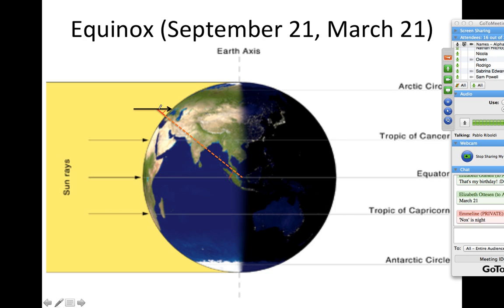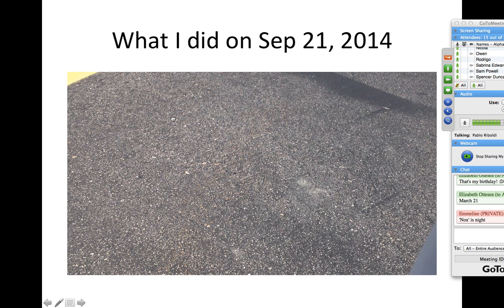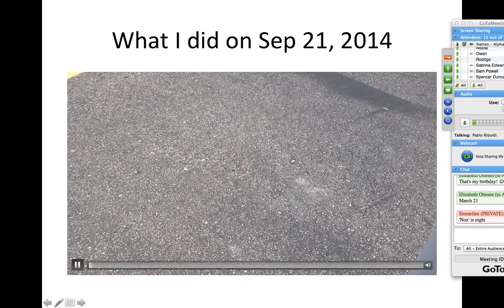So one way to measure the latitude using the sun is finding out the angle of the shadow during the equinox, during one of these 2 days. And that is basically what I did. Let's see this video.